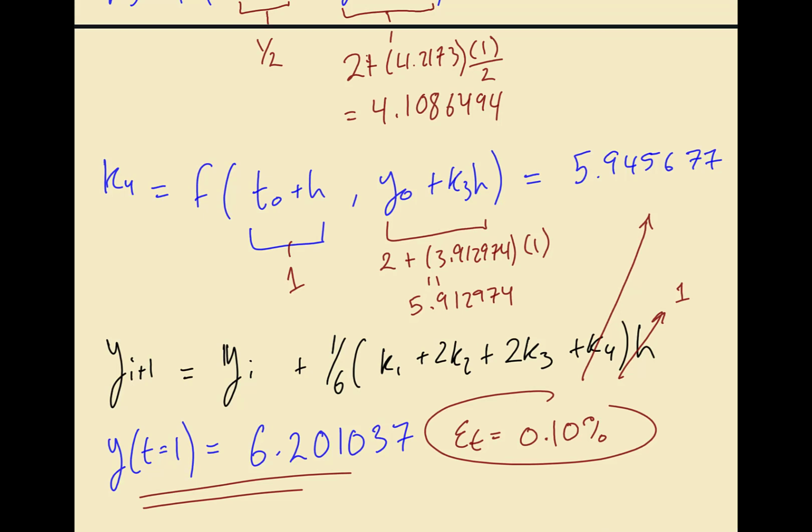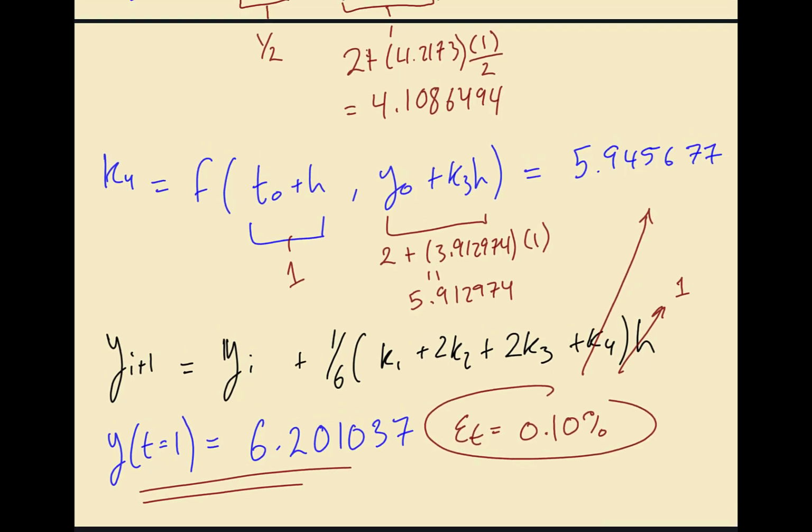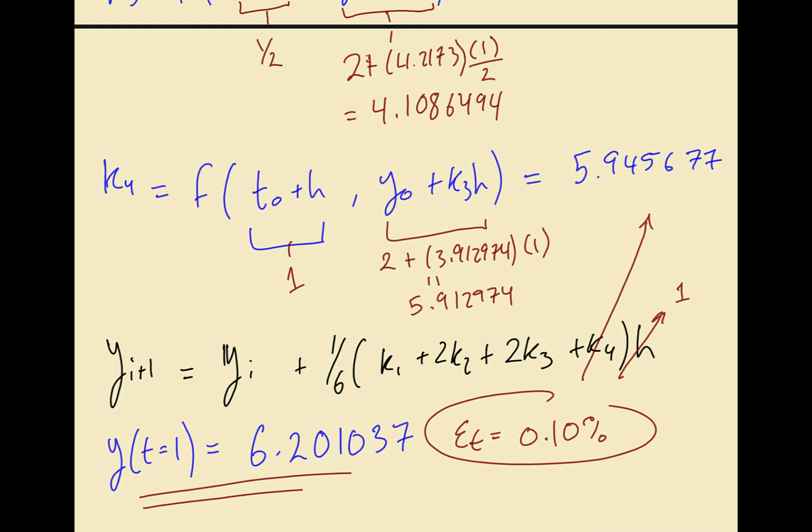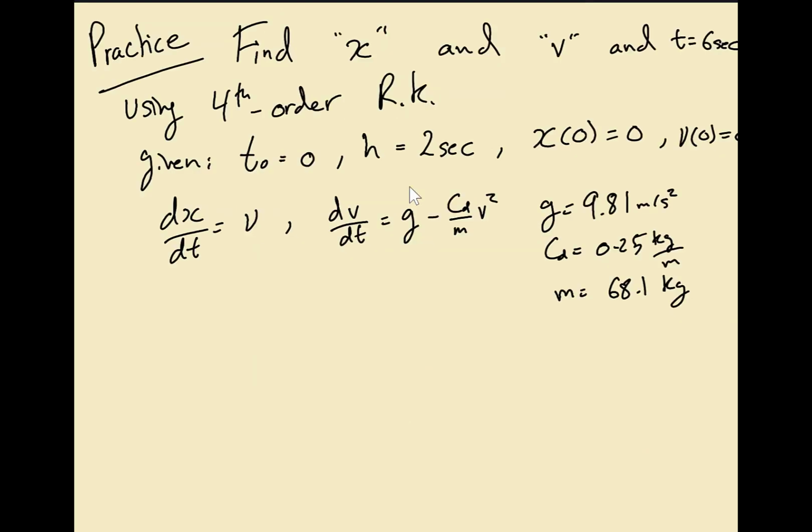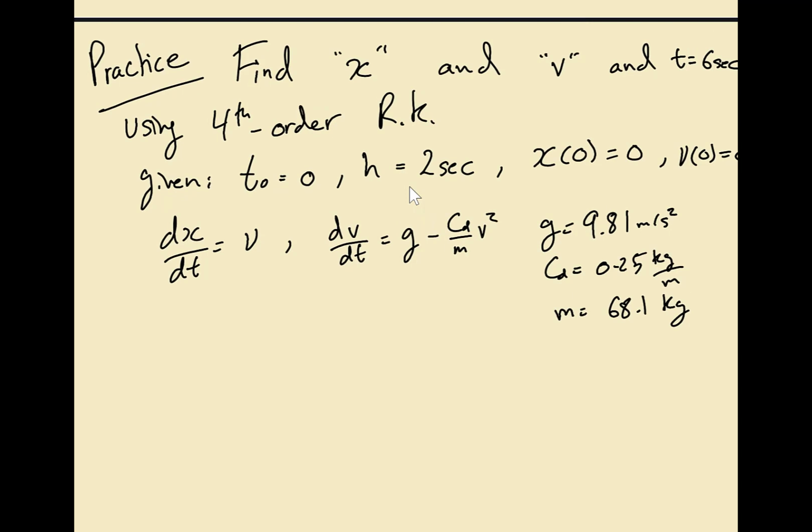All right. So now I'm going to give you a bit of a challenging problem. It's going to be a system of equations. So we have in this problem basically a system of equations. So two equations. We have dx by dt equals v, and dv by dt equals the gravity minus the coefficient of drag divided by mass times the velocity. And we want to use the fourth order Runge Kutta.